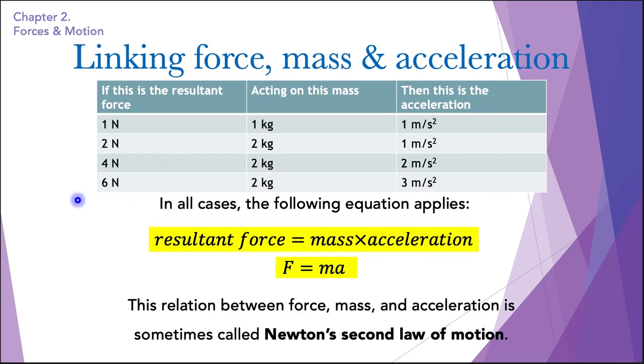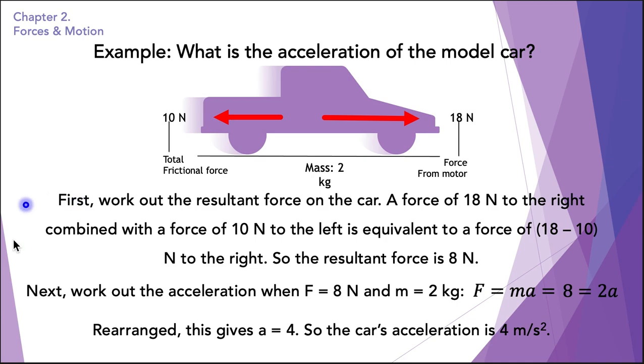So let's do a question using this equation. Here we have a car and the question is, what is the acceleration of this car? So let's look at it first. We have an 18 Newton force of the engine of the car and a 10 Newton total frictional force, which is the backward force. The mass of this car is 2 kg.